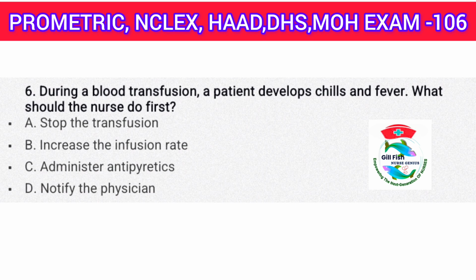Option C, administer antibiotics. Whenever we administer a blood transfusion, if the patient is having chills or fever, what is the immediate action you have to take? The patient may be having an allergic reaction. So that is why you have to stop the transfusion. The correct answer is option A. Don't forget, option A, stop the transfusion, is the correct answer.